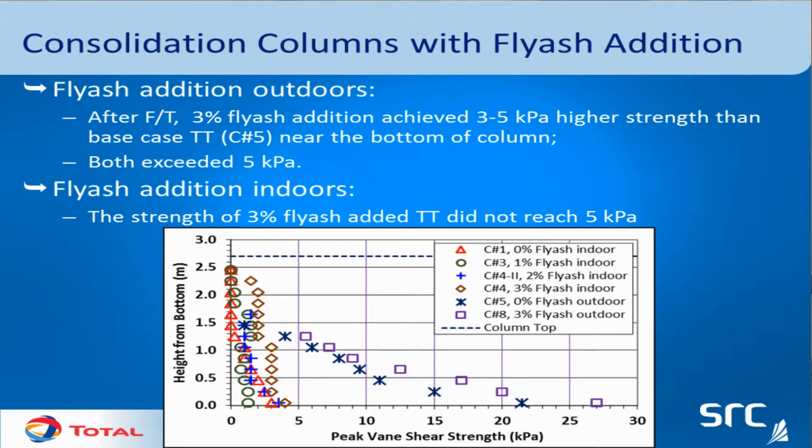For outdoor, 0% or 3%, the 3% fly ash addition has a 3 to 5 kPa higher shear strength than the base case with 0% fly ash. However, both of them exceed 5 kPa. But for indoor fly ash addition, none of them exceed 5 kPa.